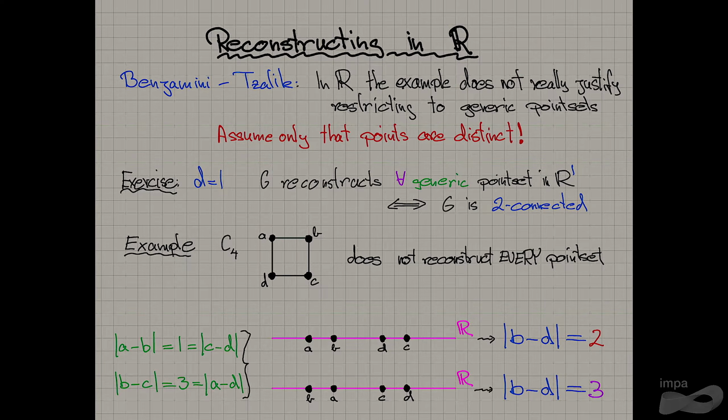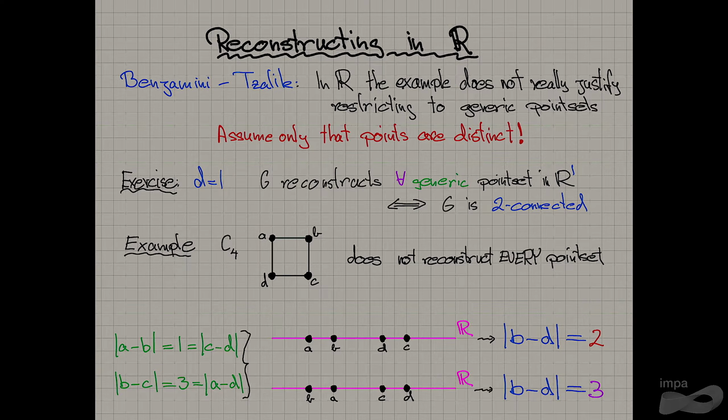Now, what can we say about that concept? So let's see first about the generic version. The characterization I was talking about in d equals 1 tells us that G reconstructs every generic point set in R if and only if G is 2 connected. This is an exercise you can try to solve. That if there are no extra regularities, then it's going to be unique how you can embed such a graph.